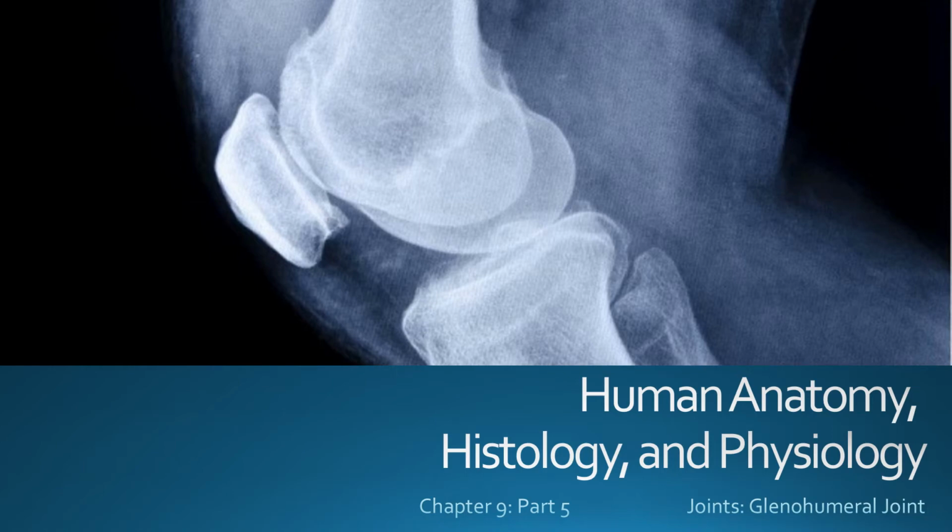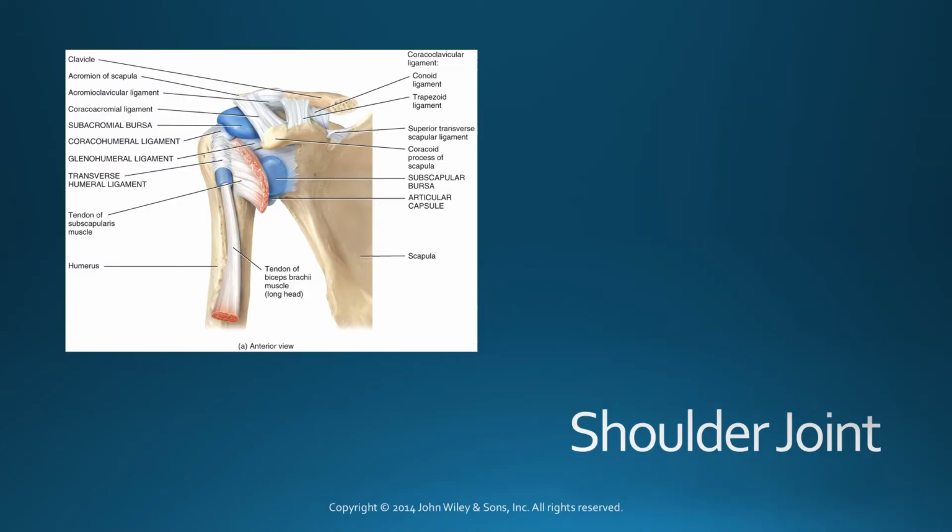In this video, we will be looking at the glenohumeral joint, otherwise known as the shoulder joint. So the shoulder joint is a ball and socket joint that's formed by the head of the humerus and the glenoid cavity of the scapula.